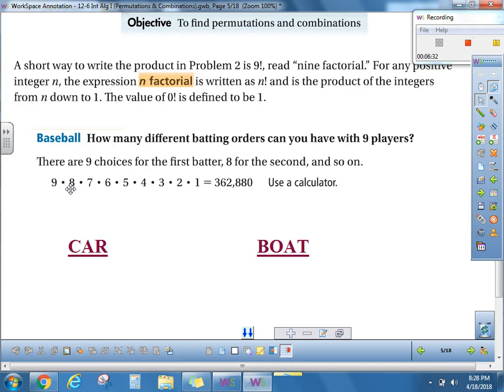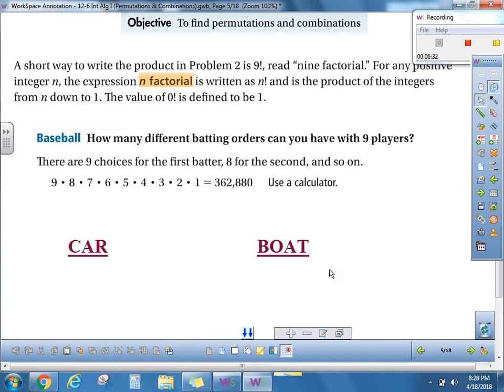So we have times 8 for the second choice. Times, now we've picked the first 2 batters, so there's only 7 left for the third choice. 6 batters left for the fourth, 5 for the fifth, 4 for the sixth, 3 for the seventh, 2 for the eighth, and 1 for that 9th batter in line here. So what we're doing is we're multiplying 9 times 8 times 7 times 6 times 5 times 4 times 3 times 2 times 1, and we get 362,880 different combinations for picking the order for 9 batters.